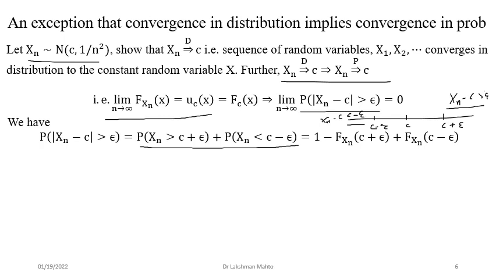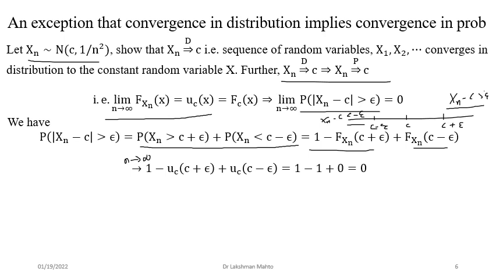You can simplify by taking c to the right-hand side here, and also here. So we see the same scenario. If you focus on this one, what does it say in terms of distribution? You can write it as 1 minus the distribution function of xn at c plus epsilon. Likewise, this one is automatically the distribution function at c minus epsilon. If you take the limit n tends to infinity, where does it converge? Sample size is approaching infinity, that means the sample is approaching the population. So it would be the Dirac delta function centered at c.